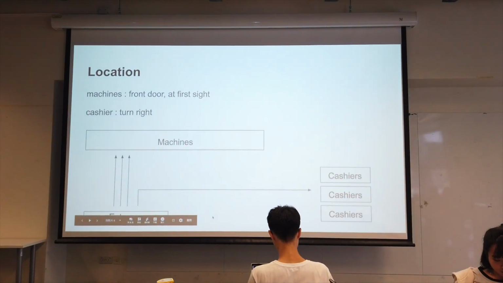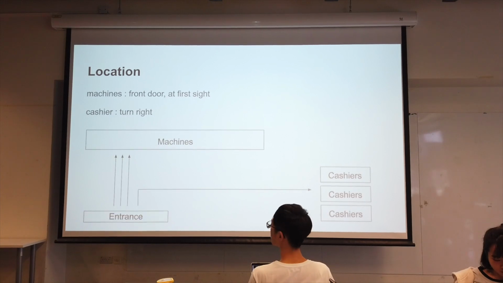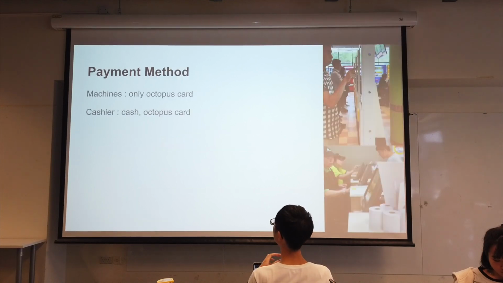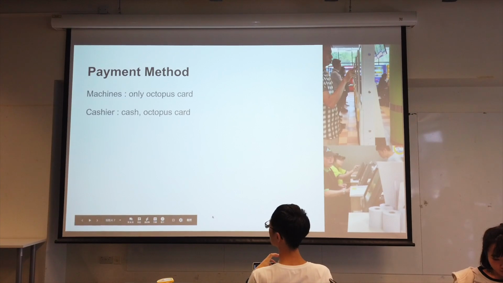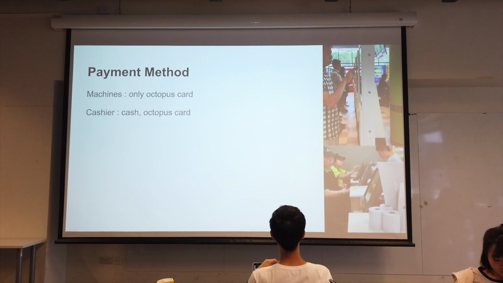And for the location, you can see the machine is at the front door. It's right at the social code, you can see the machine. But for the cashier, you have to turn to the right corner, then you can find the cashier. And for the payment method, the machine only allows the auto gas card, and for the cashier, you can pay both cash and auto.